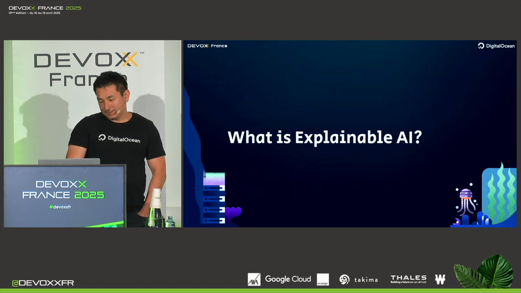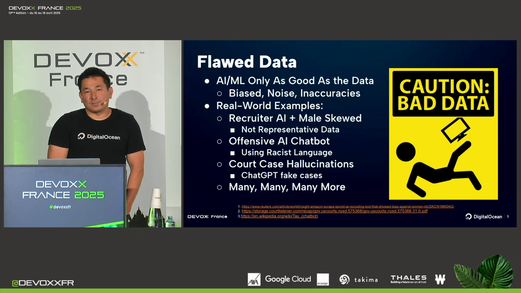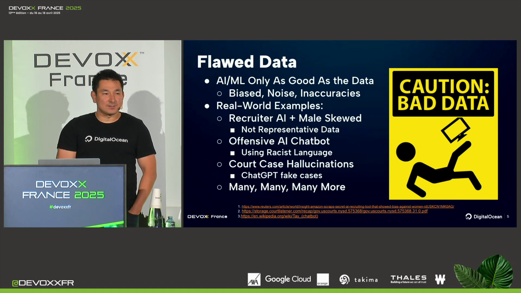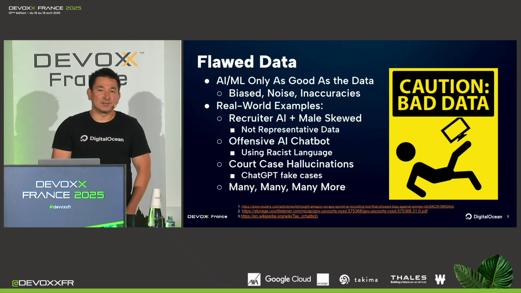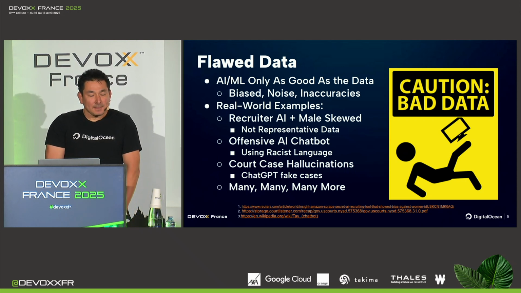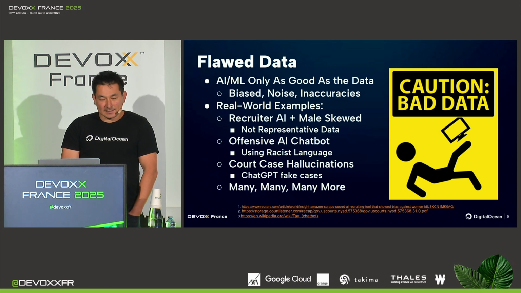So what is explainable AI? So it's basically understanding what our AI and ML systems are doing. And at the root of it, our AI and ML systems are only as good as the data sets or the data that we provide. And so oftentimes when we provide data, our data is biased. It's got noise. It's got a ton of inaccuracies, especially if you're downloading public data sets.